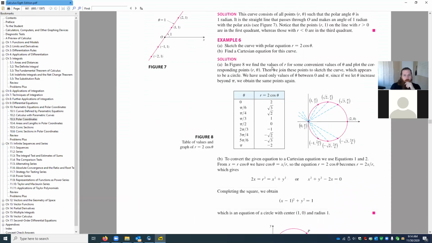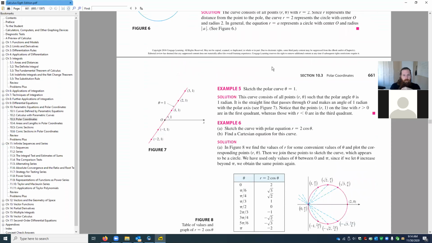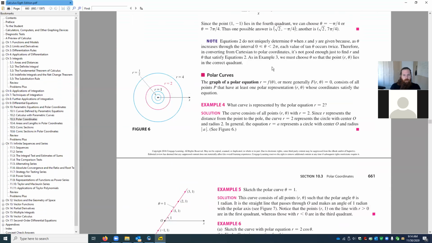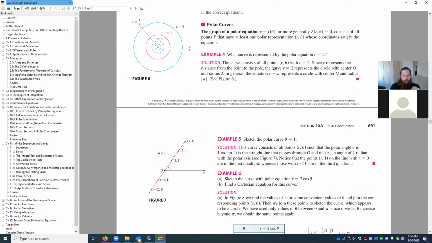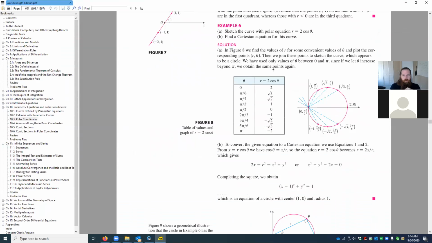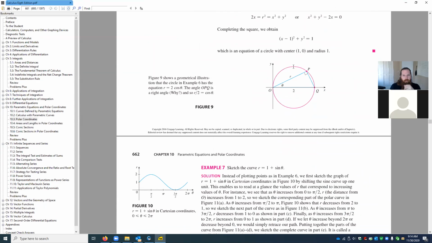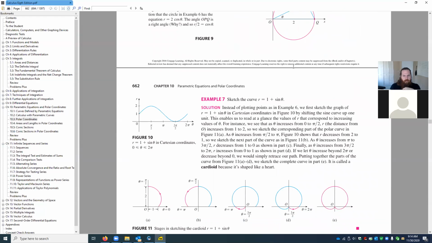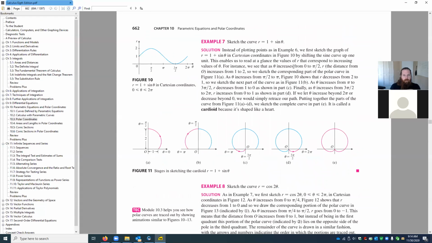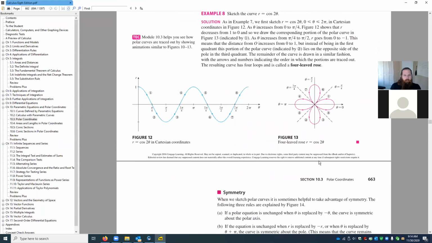Next time, I'm going to show you a few other special shapes, a few other special polar graphs, right? There's some that we've looked at here, that r equals constant, theta equals a constant. This is r equals 2 cos theta. It's a circle of radius 2 centered at the point (2, 0). Here's 1 plus sine theta, it's that cardioid. And these are called petal graphs.